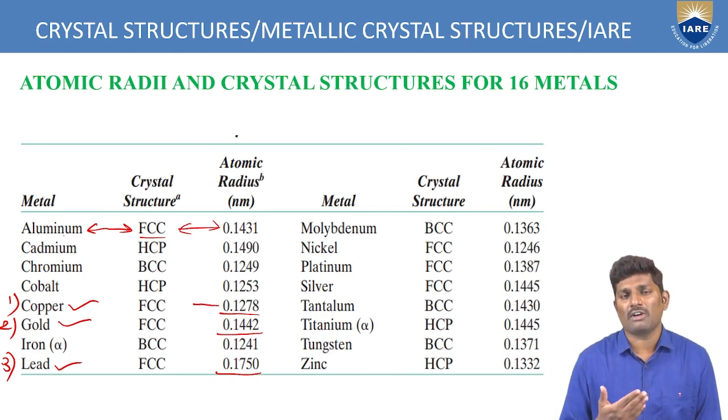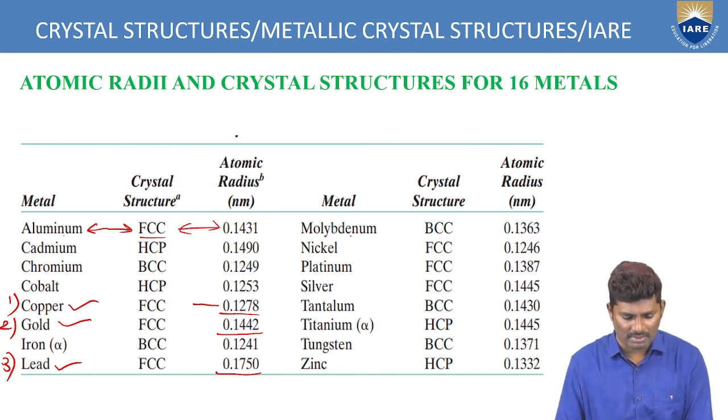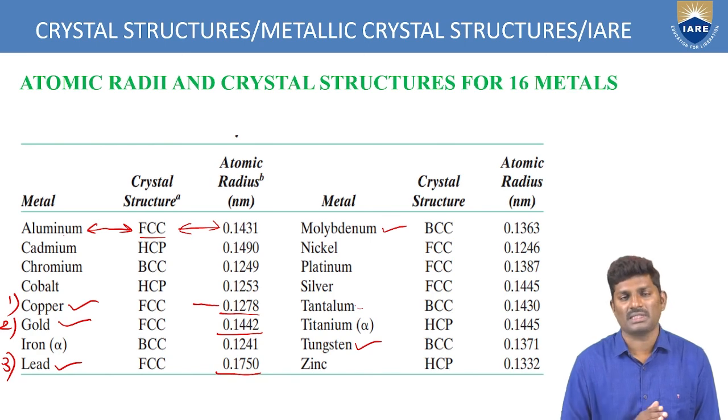That's why selection of material will be very easy for us if you know all these crystal structures, the atomic packing factor values, and the coordination number. So you need to study all these things before selecting any material for a given application. Here you also have molybdenum, which has BCC, tantalum also has BCC, and tungsten also has BCC. So here we have taken 16 different metals which have different crystal structures with different atomic radius values.